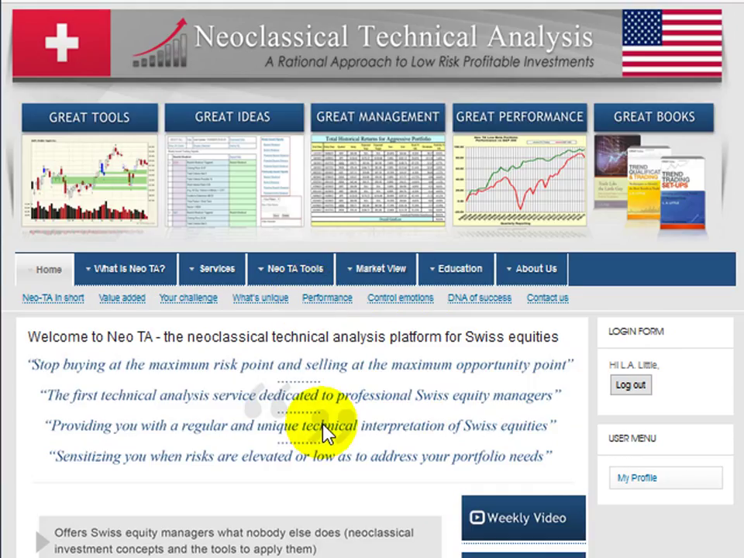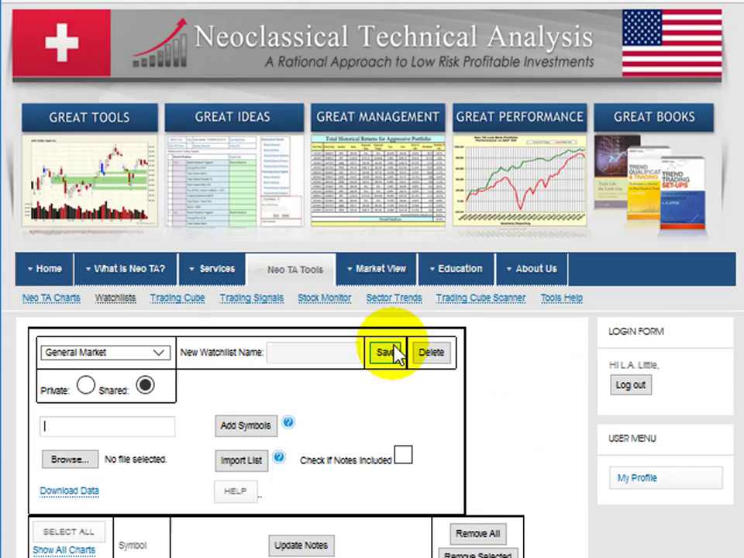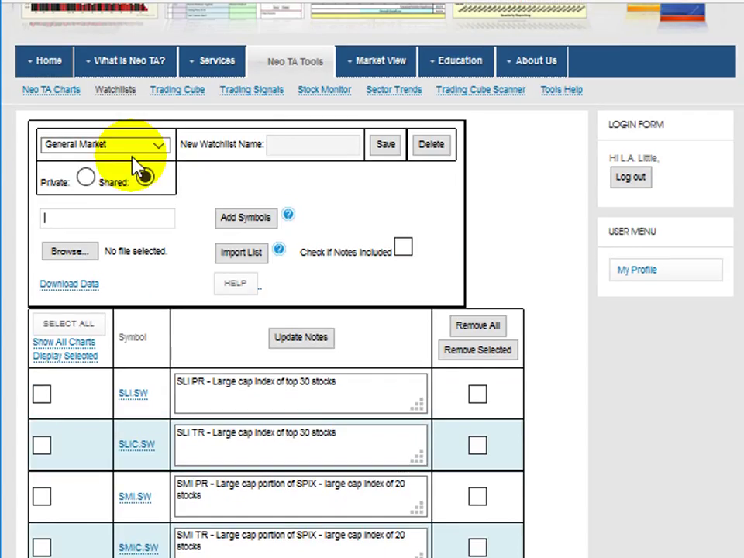NeoTA provides a complete technical analysis of the Swiss stock sectors and general market, so all of that's captured in here. If we go up to the tools, I have some watch lists, some shared, some not, that capture all of the sectors, the general market, and the individual stocks in that market. The watch list is one of the tools, and it's kind of a glue that holds the rest of the tools together. It's a convenient way for you to manage what you do in an efficient manner.